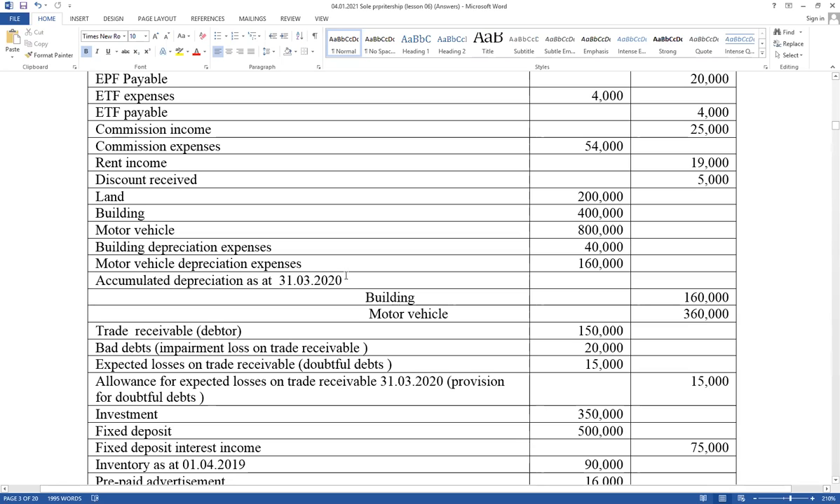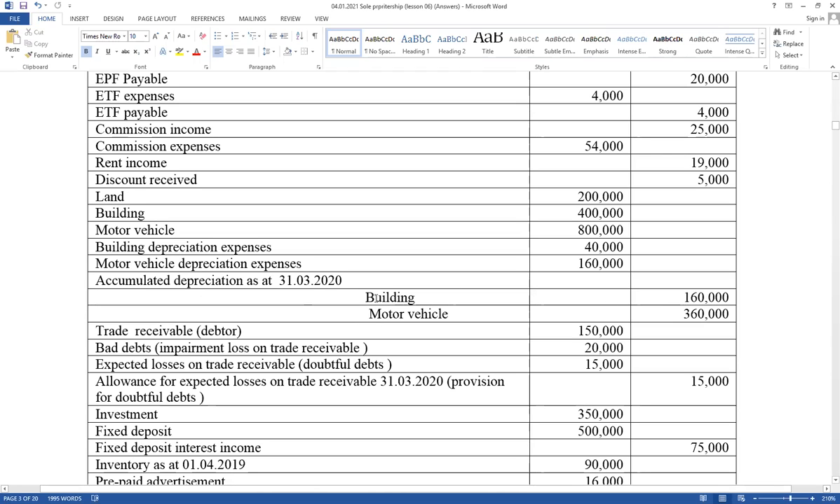Accumulated depreciation is the total depreciation. It has a credit balance. Normally accumulated depreciation is an asset account, and normally an asset account has a debit balance, but this is a specific thing. Accumulated depreciation is also an asset, but its effect is to decrease the asset, therefore we see a credit balance.